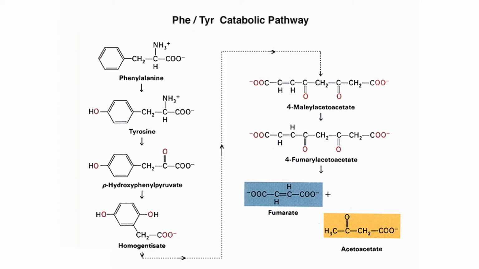So in this flow chart, phenylalanine can be converted to tyrosine in the first reaction, and then a series of reactions produce in the end fumarate and acetoacetate. Fumarate then could be converted to oxaloacetate and then to pyruvate. That pyruvate could enter gluconeogenesis, and the acetoacetate can also be converted to acetyl-CoA.